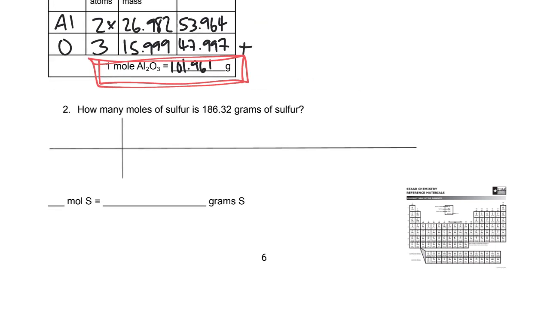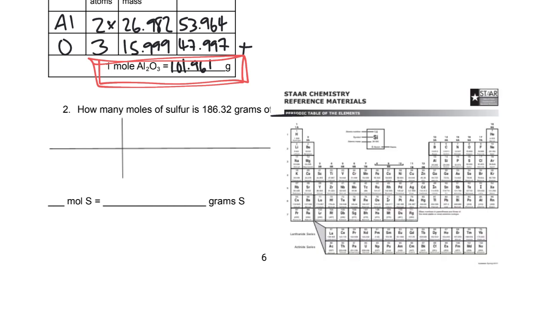This one says how many moles of sulfur is 186.32 grams of sulfur. Now this one's a little bit different because it doesn't have a chart. And that's because this is using just a regular old plain Jane element. Sulfur is just a single element by itself. So we can take its molar mass directly off of the periodic table.